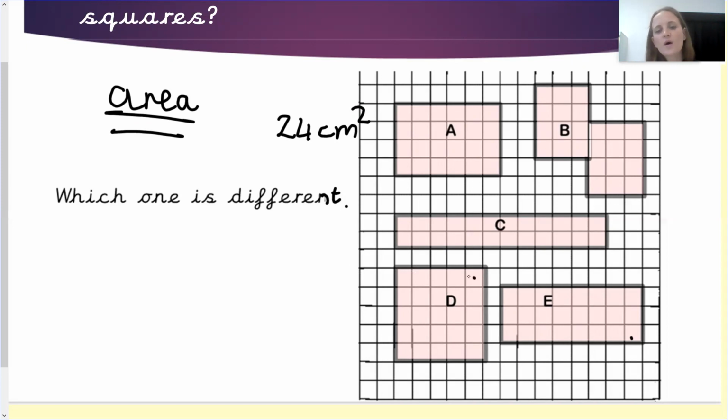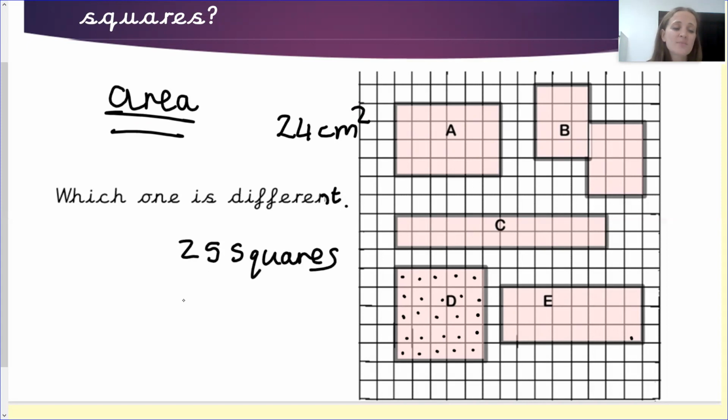So let's see, we've got 1, 2, 3, 4, 5, 6, 7, 8, 9, 10, 12, 13, 14, 15, 16, 17, 18, 19, 20, 21, 22, 23, 24, 25. There are 25 squares. So the area of that shape is 25 centimeters squared. So it is actually the only one that is different from all of them is that one.